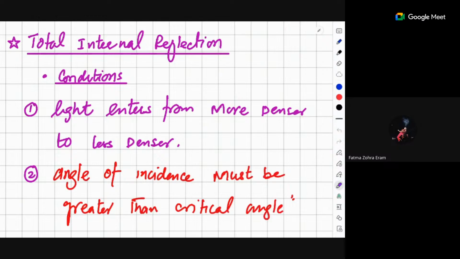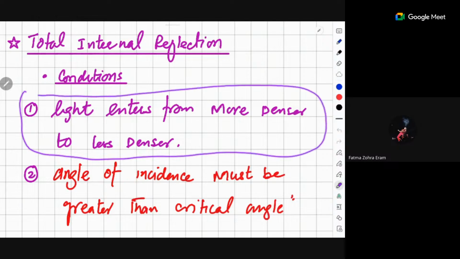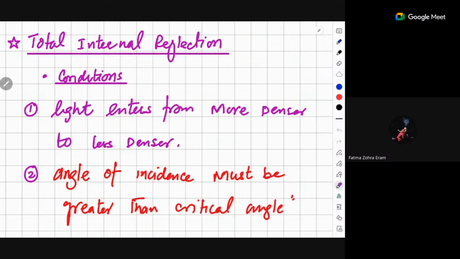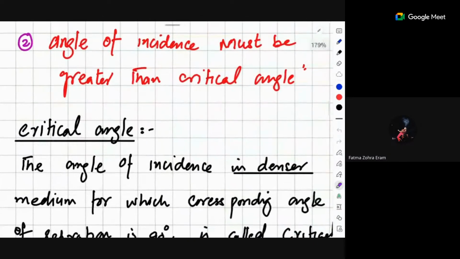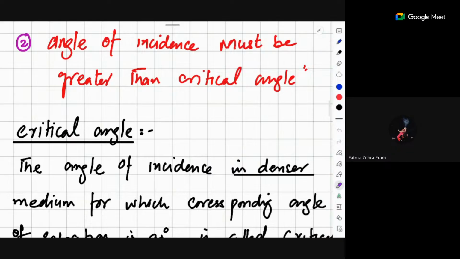तो स्टार्टिंग विद दिस टोटल इंटरनल रिफ्लेक्शन की कंडीशन क्या है? कंडीशन इज के सबसे पहली बात आपने याद रखनी है कि लाइट must enter from more denser to less denser medium. Simple that once the light is entering from more denser to less denser, it is possible that light will undergo total internal reflection. Is this clear? Yes, sir.